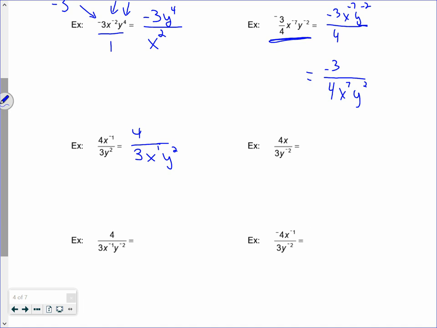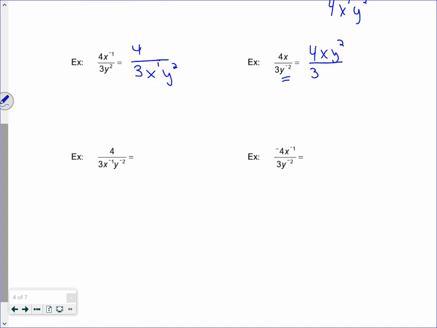When you take a look at this next one, you might just ask yourself, which ones don't move? Like right off the bat, which ones are not going anywhere? The 4 is not going anywhere, the x is not going anywhere, and the 3 is not going anywhere because they do not have a negative exponent. When you have a negative exponent, just the y, you do the reciprocal. Since the y is at the bottom, I move it up to the top, make the exponent positive.